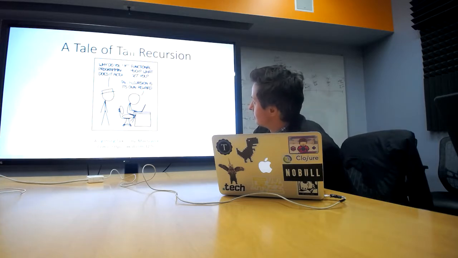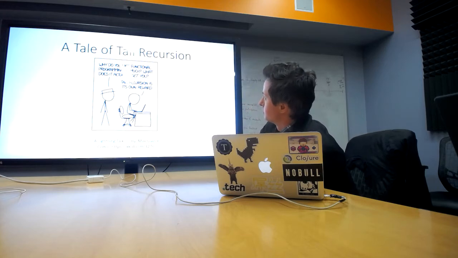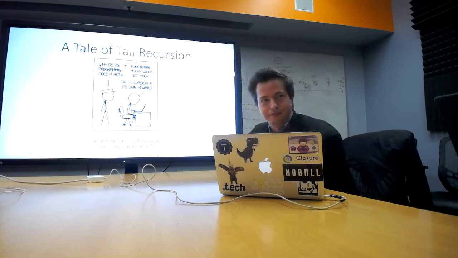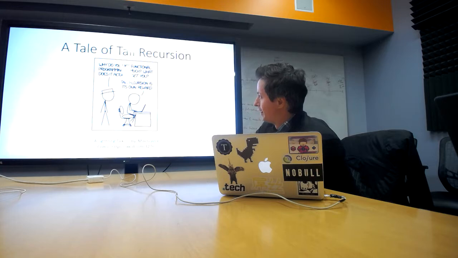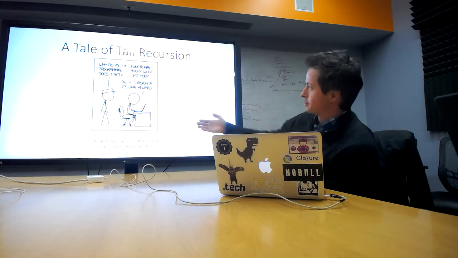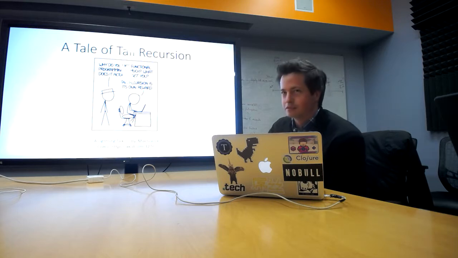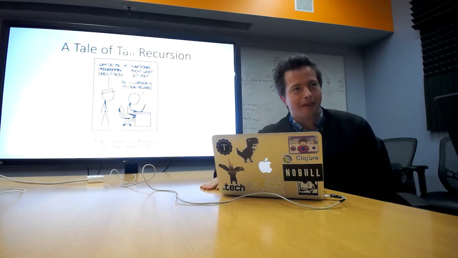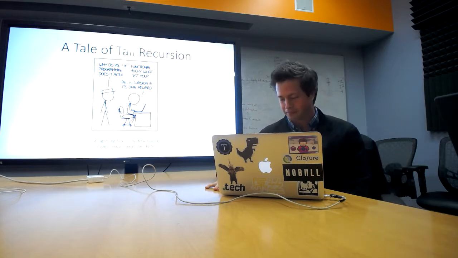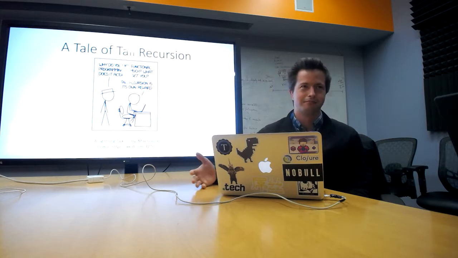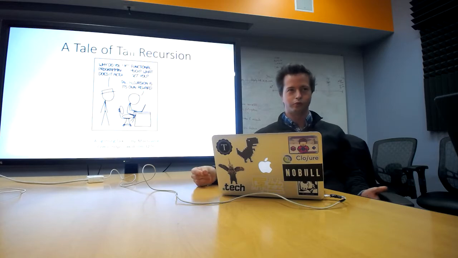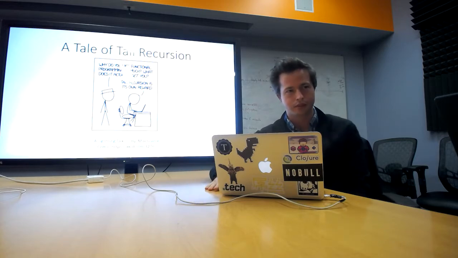So, as we all know, functional programming is really awesome. And according to the comic XKCD, tail recursion is its own reward. But what is tail recursion? I was really confused by that for a really long time.